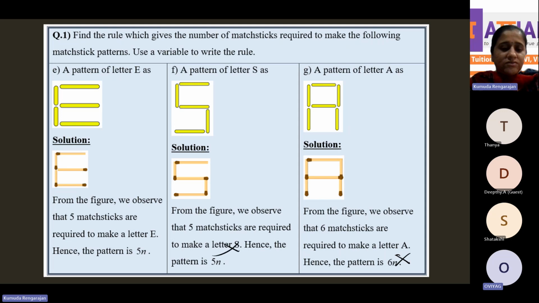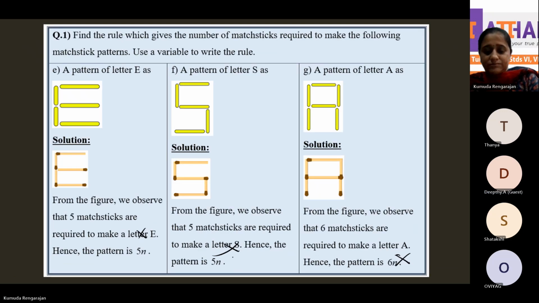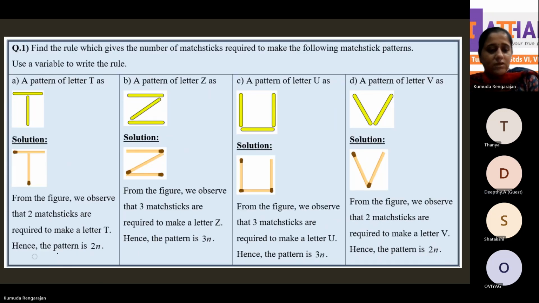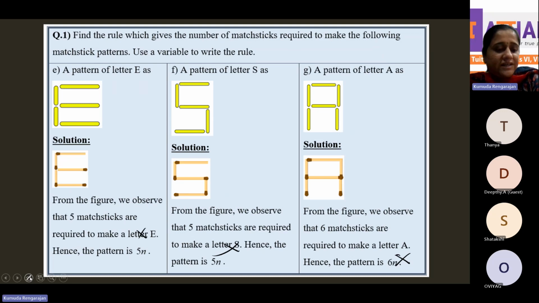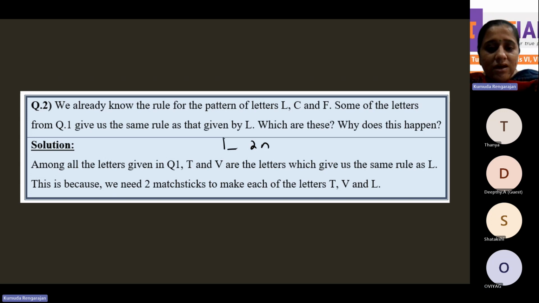Now, what are the other letters that have the same rule 2N? Not this, not this, not this. Ma'am, T and V. This one and this one. Very good. Yeah, T and V. The rule for T is 2N. The rule for V is also 2N. Yes, ma'am. Now for L also it is 2N. Why does this happen? This is because we need 2 matchsticks to make each of the letters T, V, and L.